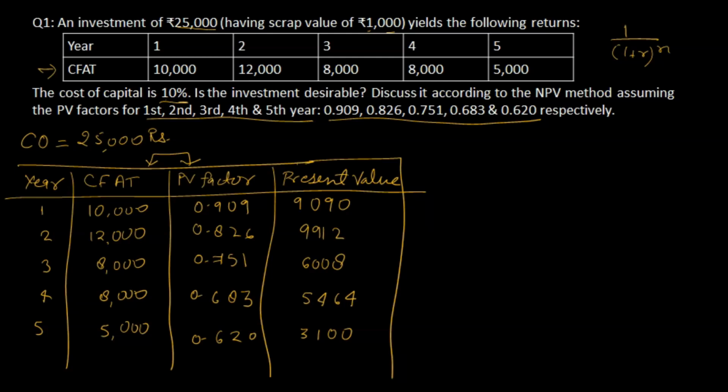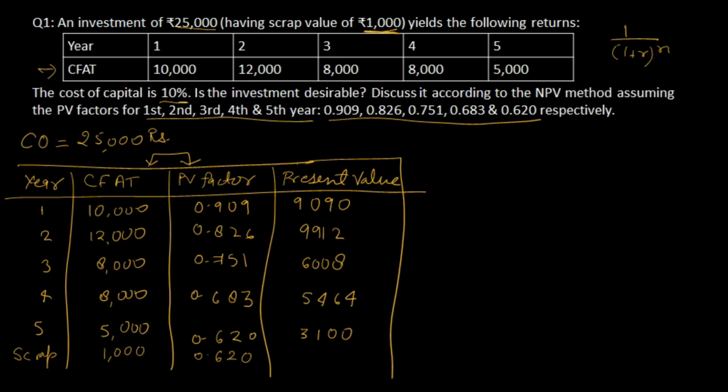Then this. And one more thing, scrap value was given as 1000. So scrap value is also something that we are going to receive at the end of the 5th year itself. So for scrap value, we also need to find out the present value. We will take its rate as the same as in the 5th year, because in the 5th year its life will end.